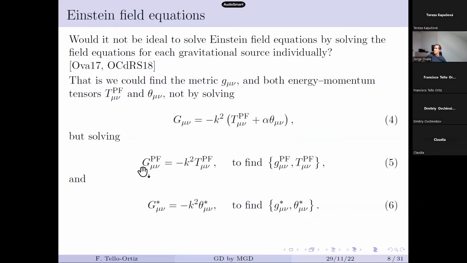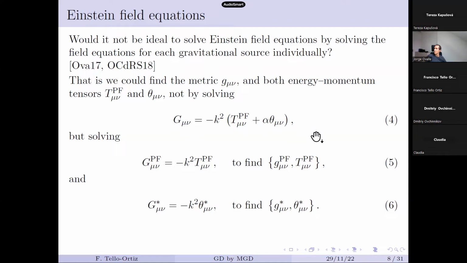Here you have the Einstein tensor associated with this perfect fluid solution. And also you have the energy momentum tensor. And obviously this equation has associated a metric tensor, okay? Associated to the perfect fluid space-time. And also we want to solve this second problem, okay, the problem associated with the new source, with the theta mu new source.